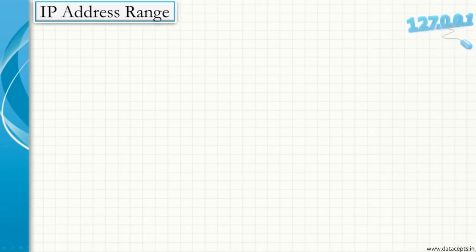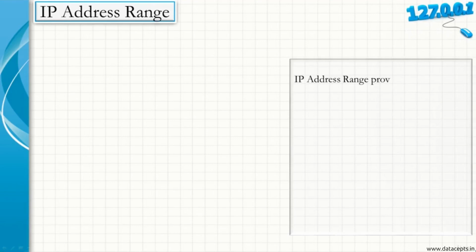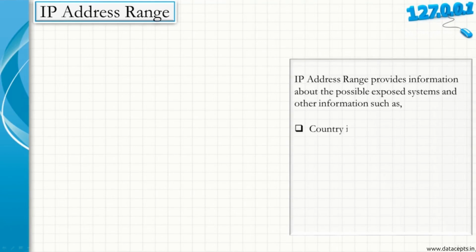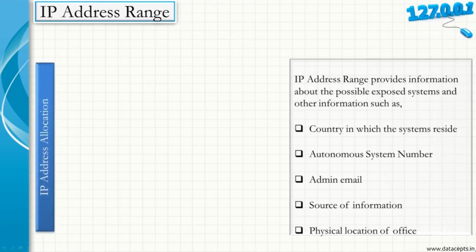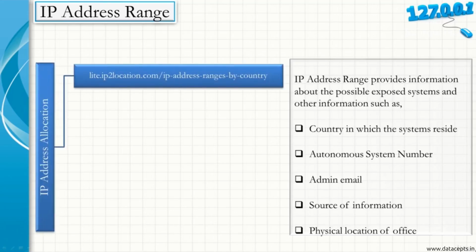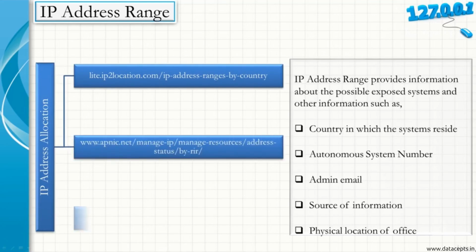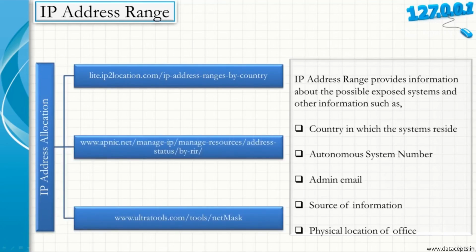IP address range provides information about the possible exposed systems and other information such as the country in which the system resides, autonomous system number, admin email address, source of information, and physical location of the office. The tools that will be used to collect such information include ip2location.com, appnik.net, and ultratools.com.